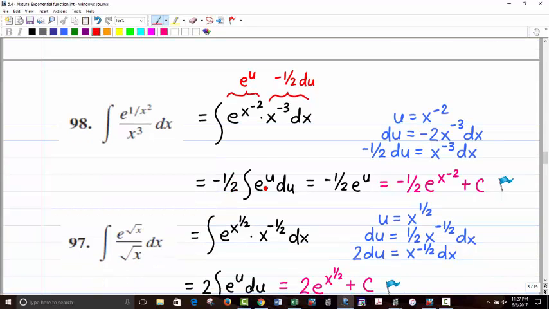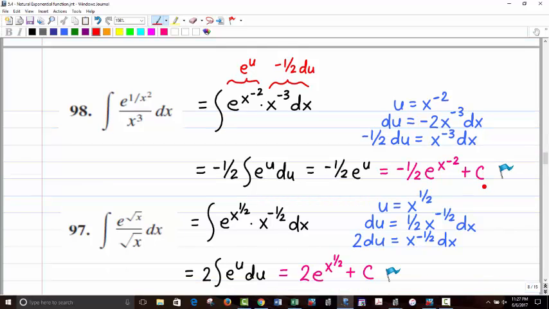So then you have -1/2 e to the u du, which of course will be -1/2 e to the u, which then becomes -1/2 e to the x to the -2 plus c, which of course you could rewrite as 1 over x squared in the answer if you wanted to. There's no need to, but who knows, on a multiple choice question that might be required.